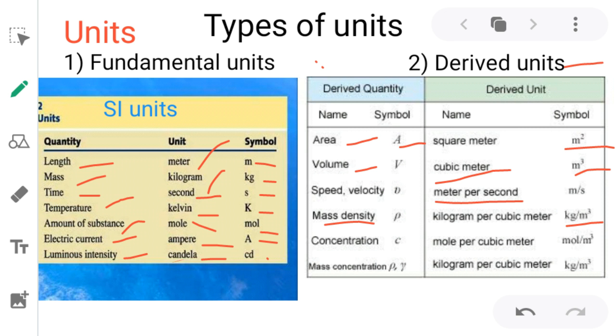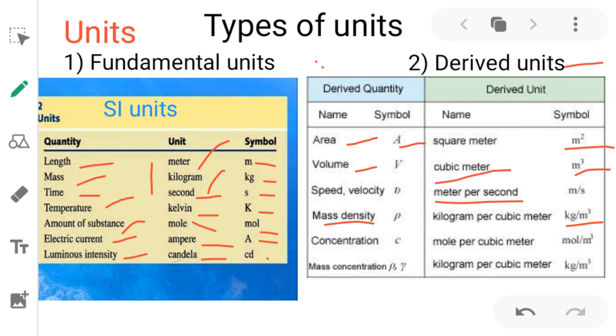Length, mass, time, temperature, amount of substance, electric current, luminous intensity, these become the fundamental quantities. For fundamental quantities, the units are called fundamental units. So the unit for length is meter, mass is kg, and time is seconds. So this is the MKS system. For length, mass, time, the units are in the MKS system.